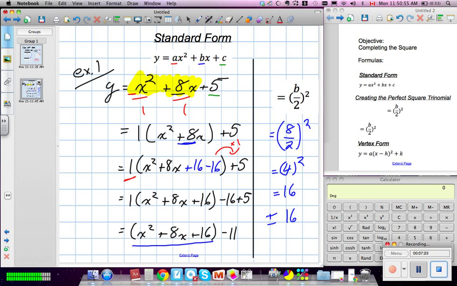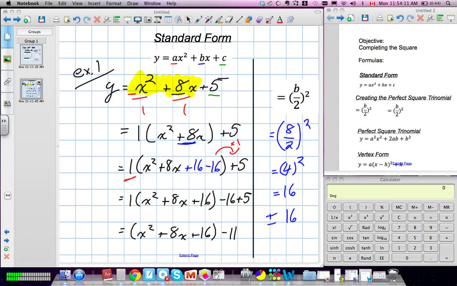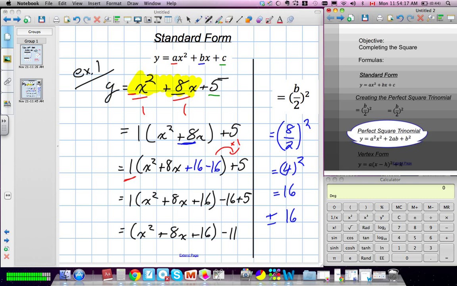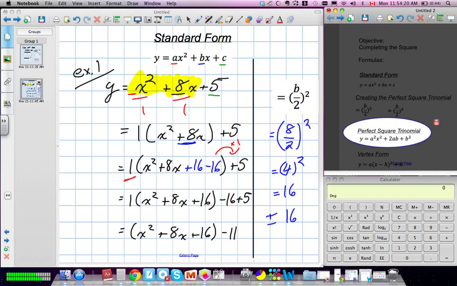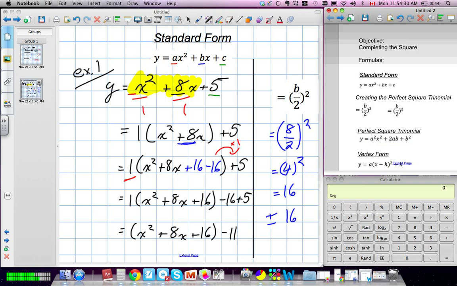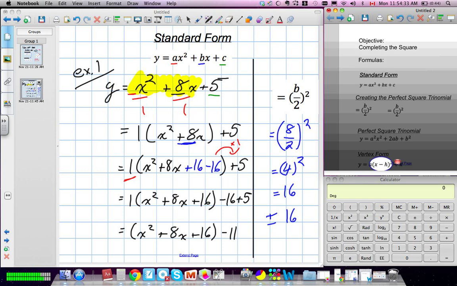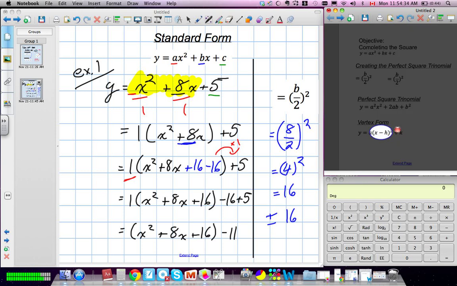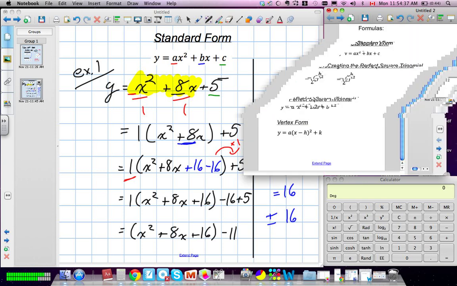Now, what we've done here is we've created a perfect square trinomial. Right? And if you guys notice, I added a formula here. This is a perfect square trinomial. What's important about a perfect square trinomial is that we can factor it very easily. Essentially, we can factor it into one bracket. And that one bracket is the bracket I'm talking about here in our vertex form. It'll be the exact same bracket by itself.